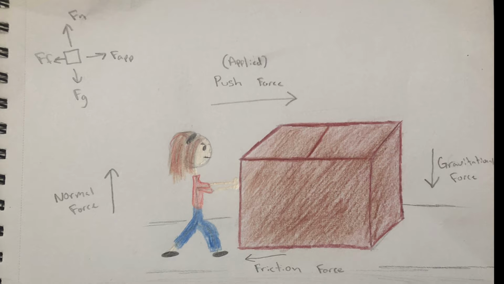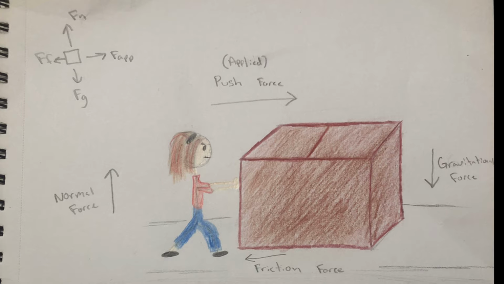So here we have gravitational force, which is pulling it down, and then we have the normal force, which is having the box on the floor. Then we have friction force, which is pulling it left, and then the push force, which is applied and is pulling it to the right.